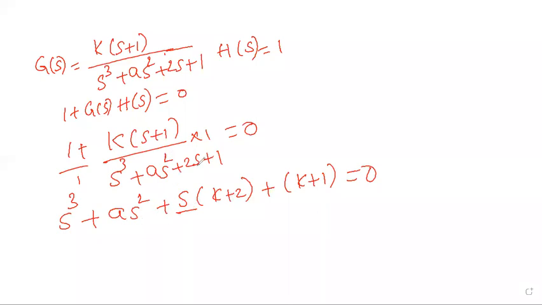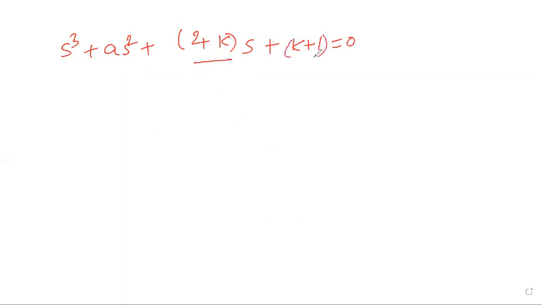So s cube plus a s square, 2s and ks, I'm taking the common s, (k plus 2), and k into 1 is k, plus 1, k plus 1 is the constant. Okay, is it clear? So finally, what is the characteristic equation? We have s cube plus a s square plus (2 plus k) into s plus k plus 1 equal to 0. Right? This is the s power 1 coefficient. This is the s power 0 coefficient.